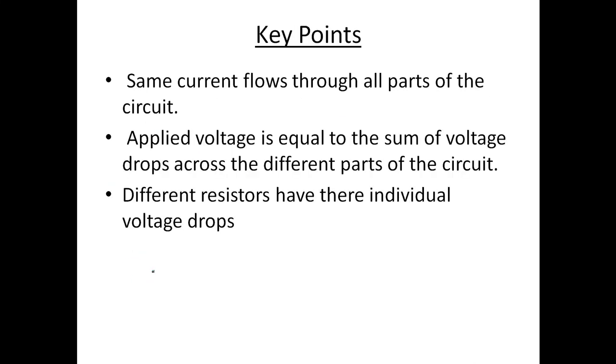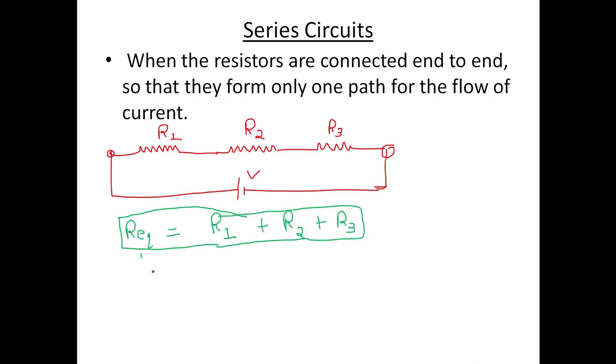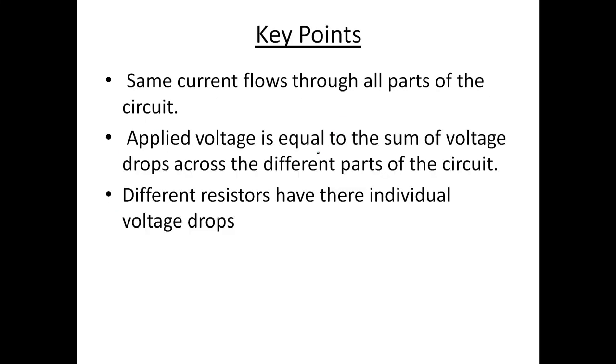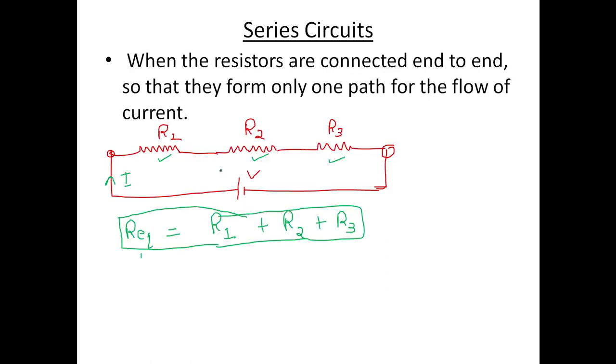So now let's discuss the key points about the series circuit. Same current flows through all parts of the circuit. In a series circuit, the same current I will flow through all parts of the circuit. The current flowing through R1 will be the same, the current flowing through R2 will be the same, and the current flowing through R3 will be the same. Now the second point is that the applied voltage is equal to the sum of the voltage drops across the different parts of the circuit. Different resistors have their individual voltage drops.